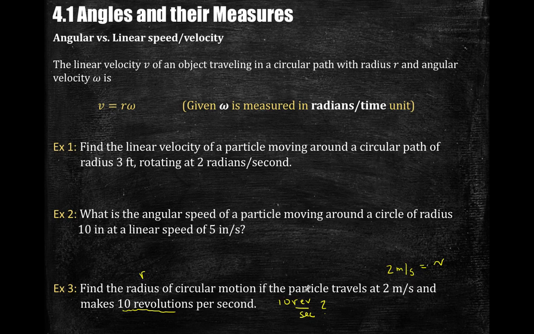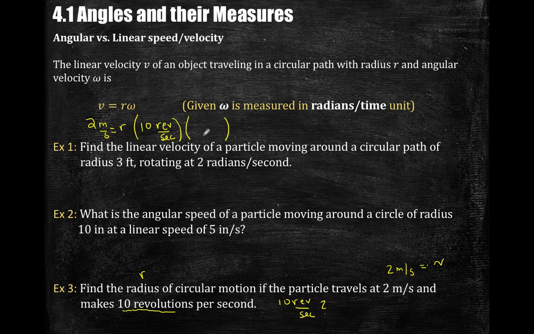Well, let me see. If I can't think about what to do, let me at least set things up. Let me go up to my formula, and I'm going to put 2 meters per second is equal to the radius I'm trying to find. And then I don't know quite what to do with this. It does have to do with revolutions, which has to do with omega. 10 revolutions per second, but omega can't be in revolutions per second, it's got to be in radians per second.